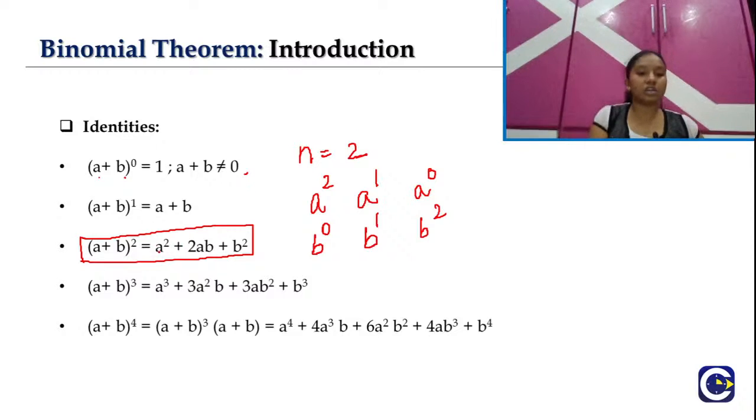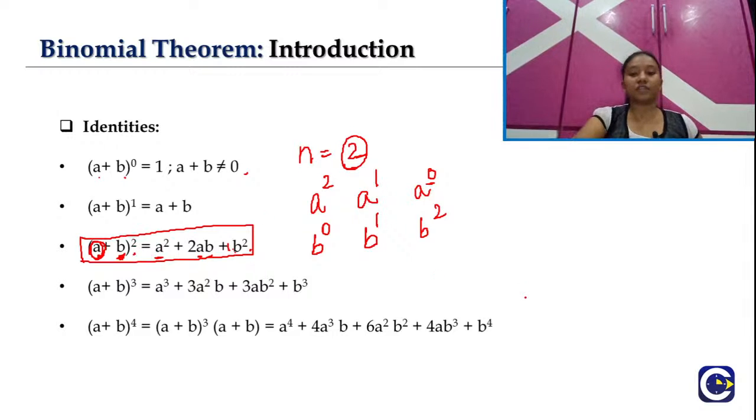Let's have a look here. First the power of a will be a square and then a power 1. Here a power 0, which is 1. Same with b here, b power 0 which is 1, so there is no need to write it, and then b power 1 and b square. So the second observation is that whatever term is present in the first place, its power will start from the index number and decrease until 0. And for the second one, it will be the reverse: it will start from 0 and increase until the index number.